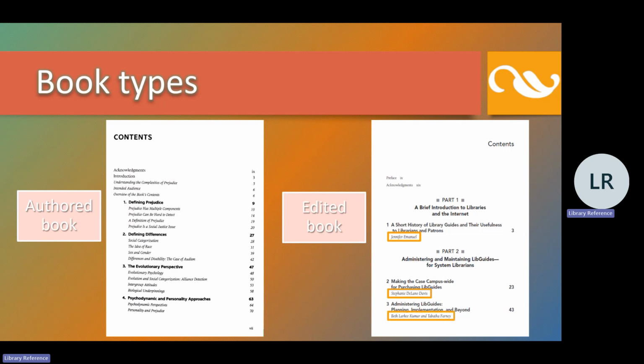So what does this mean? This means that in the second case, in the case of an edited book, we need to give credit both to the author of the chapter and to the editors of the entire book. That's why we present chapters of edited books in the way we saw in our previous example, in our previous slide.